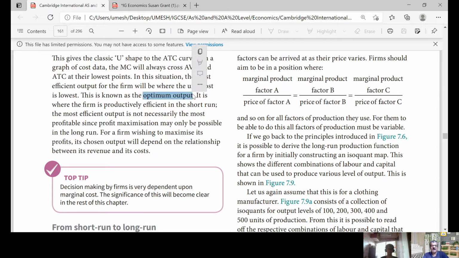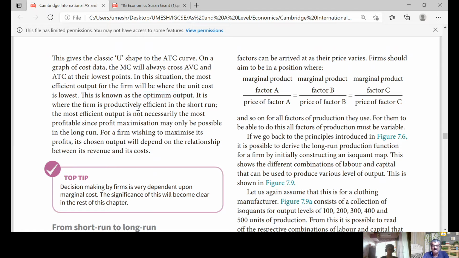Optimum output is the output where the unit cost is at the lowest. It is where the firm is productively efficient. What is productive efficiency? To produce the goods and services at the lowest minimum cost. In the short run, the most efficient output is not necessarily the most profitable output, since profit maximization may only be possible in the long run.